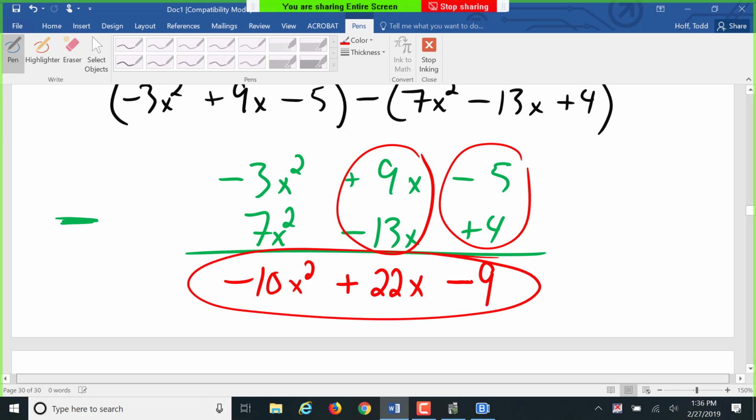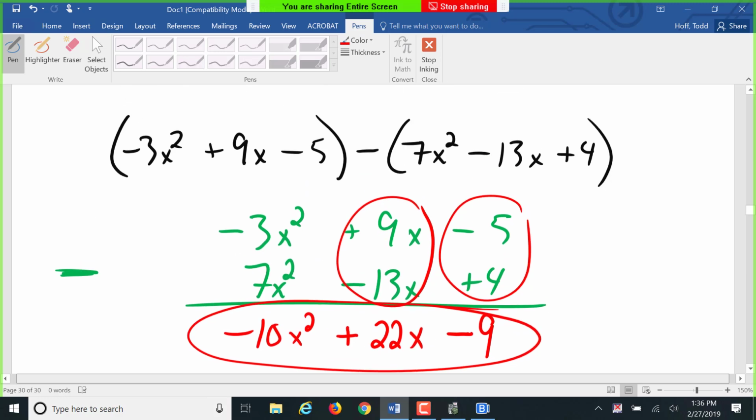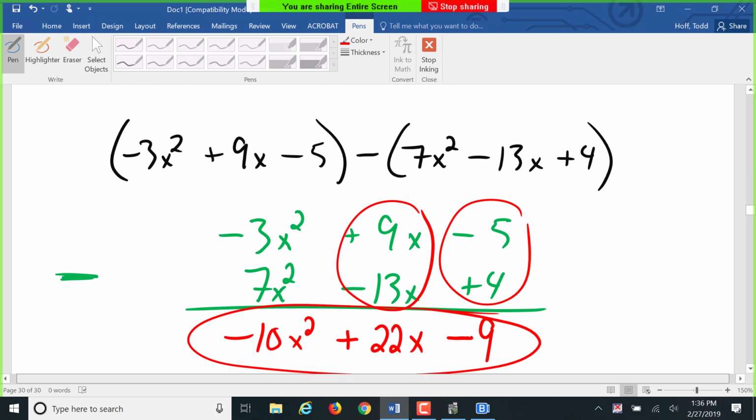That can be a little trickier. Many of you were probably taught a shortcut that when you're subtracting, you change the sign of every term in that second one. This becomes negative 7x squared. This will become positive 13x. That'll become a negative 4 ones. Change that to addition, and you remove the parentheses. Does that look familiar? You change the sign of every term in the second one.